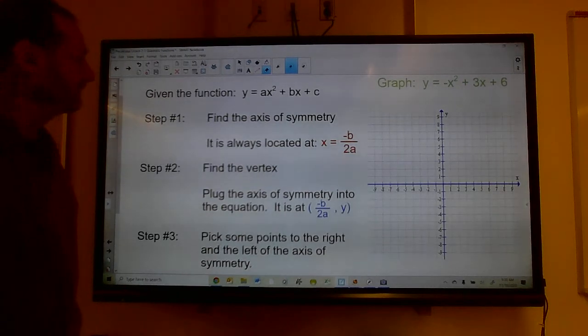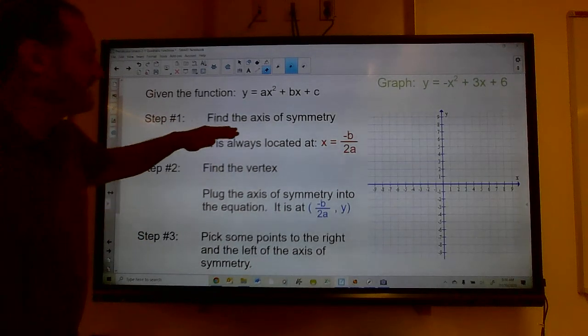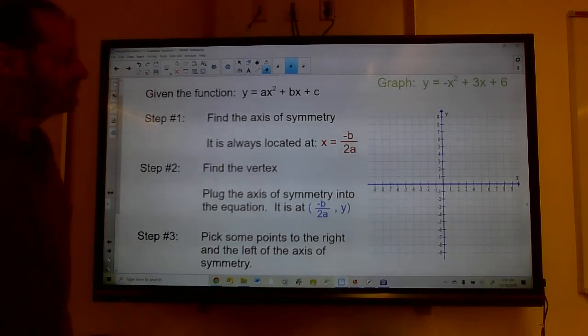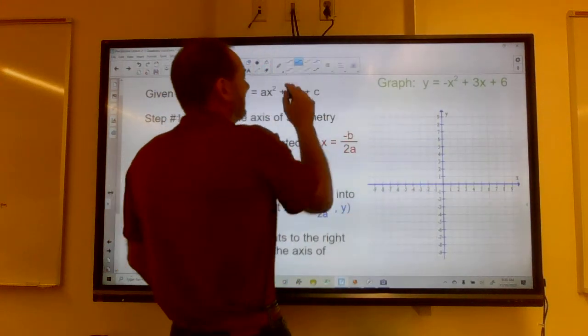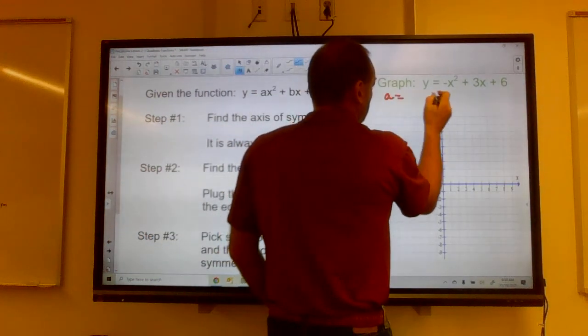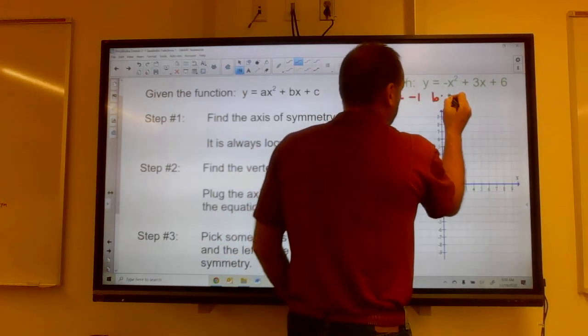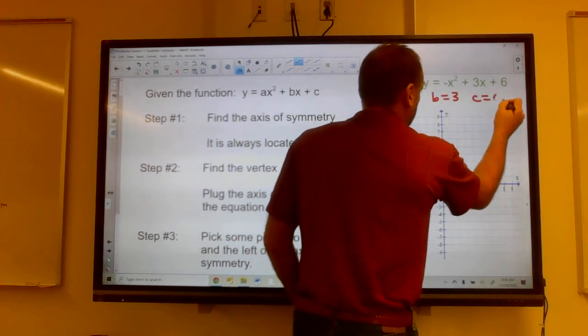So find the axis of symmetry. That's the first thing you're going to do. It is always located at negative b over 2a. All right, so if I look over here, the first thing you might want to do is just label a, in this case, is -1, b is 3, and c is 6.